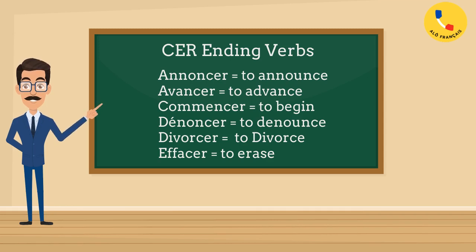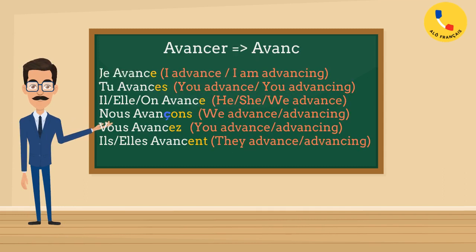So guys, in the avancer verb, we have to remove ER and we can have AVANC, the remaining part. So this remaining part we will put in front of all the subject pronouns and we will add all those endings which we followed in case of ER. Now E, ES, E, ONS, EZ, ENT. Now you can see letter C in the blue color.